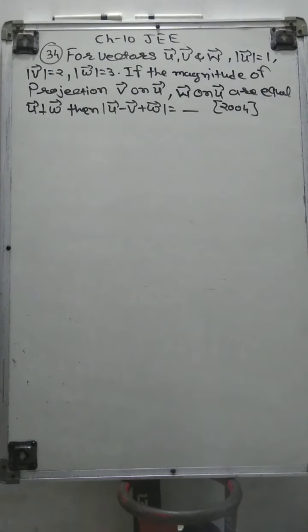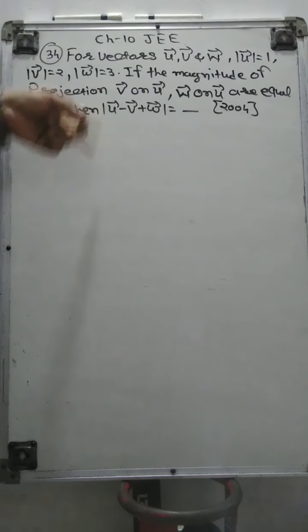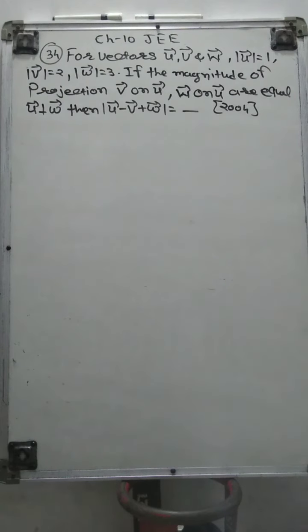Next, sum 34. For vectors u bar, v bar and w bar, mode u bar is 1, mode v bar is 2, mode w bar is 3. If the magnitude of the projection of v bar on u bar and w bar on u bar are equal, and u bar is perpendicular to w bar, then mode of u bar minus v bar plus w bar is equal to dash. This is a 2004 JEE question.